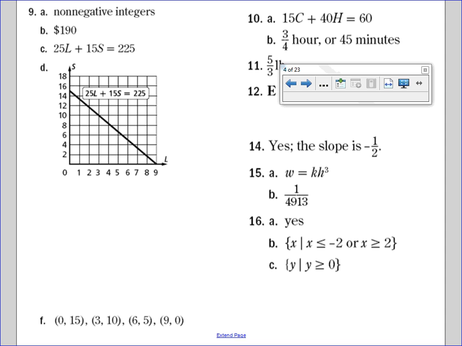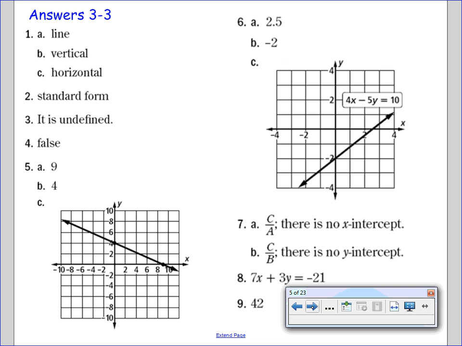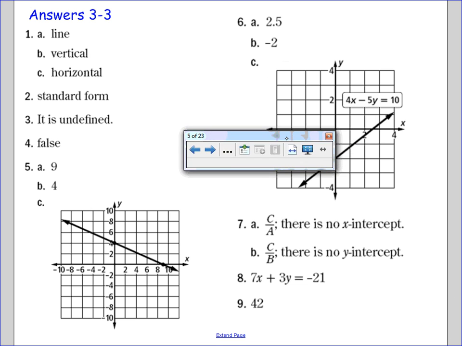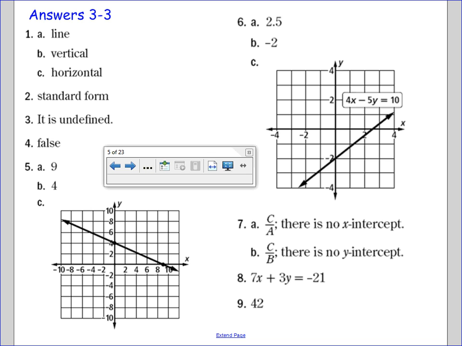16a, yes. B, the set of all x's such that x is to the left of or equal to -2 or to the right of or equal to +2, rather. And C, the set of all y such that y is non-negative. The 3, 1a, a line, B, vertical, C, horizontal, 2, standard form, 3, the slope of any vertical line is undefined. We can't measure how much a line rises or falls as you move along from left to right if it's vertical. We can't move along a vertical line from left to right.